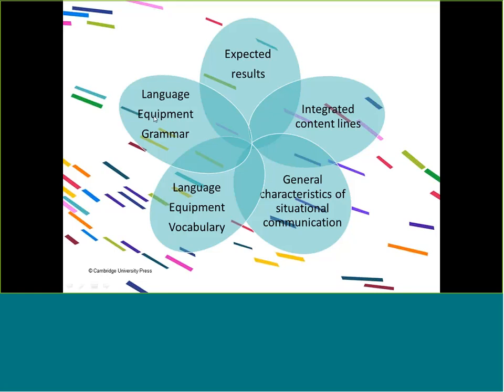We have language equipment, or as it is said in the curriculum, movnyi inventar. So language equipment, or we could say language instrument set, which is grammar and vocabulary. Grammar and vocabulary are not the aim of the situational communication. And in our program, in the explanatory note, we have the general characteristics of situational communication. And this is about the topic of the lesson, and this is about instruments used during the lesson.